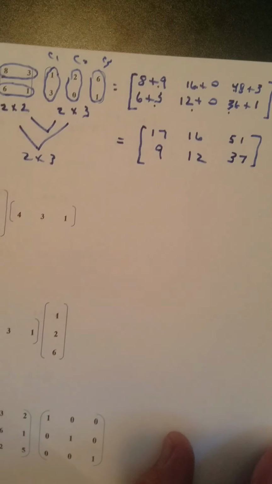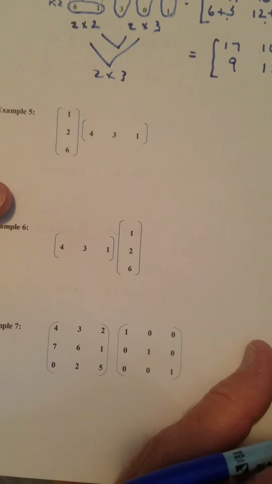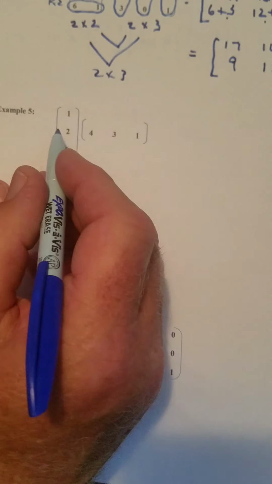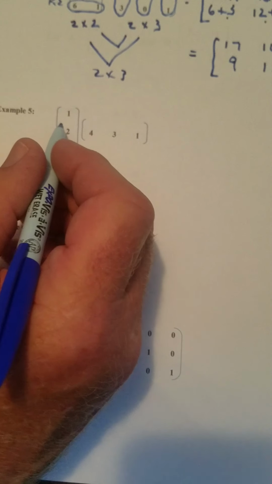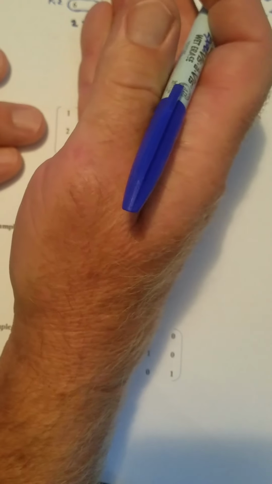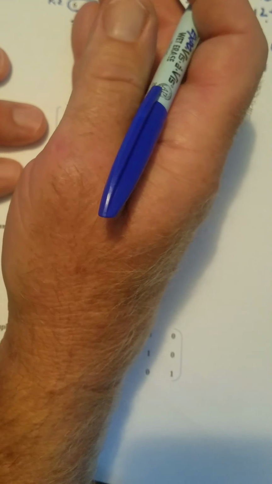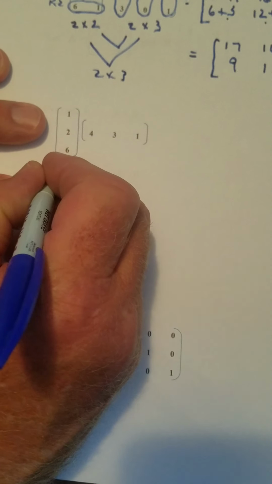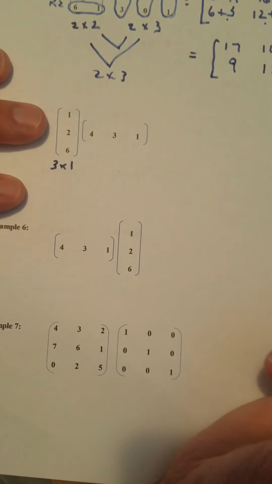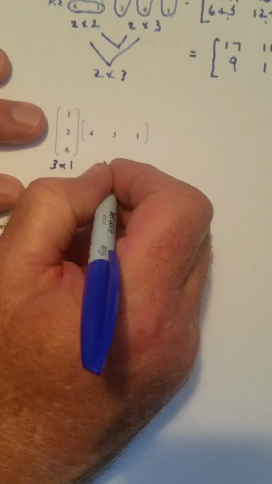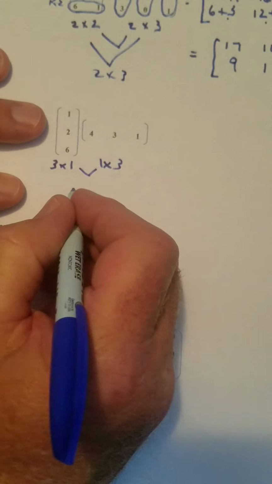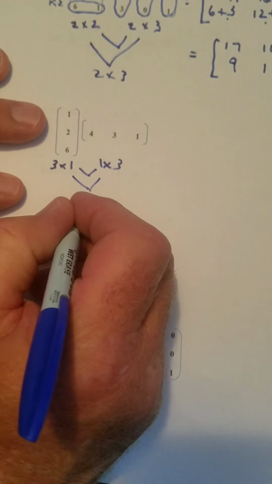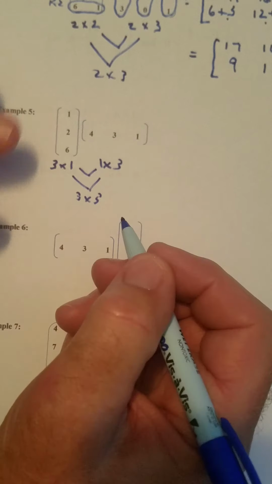Okay. Let's look at the next one. Can we even do something like this? Well, it goes back to your dimensions. What are the dimensions of the first one here? Basically, it's just a single column, isn't it? That would be a 3 by 1 matrix. This one over here is a 1 by 3. So the inside's the same. My answer is going to be 3 by 3. It's going to get bigger.